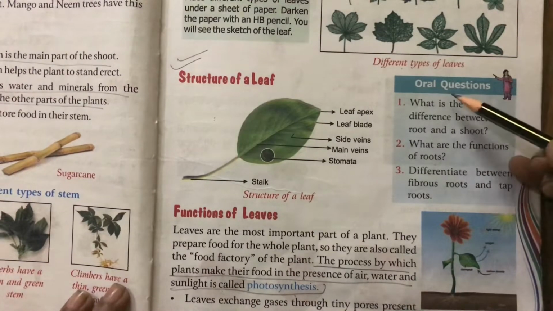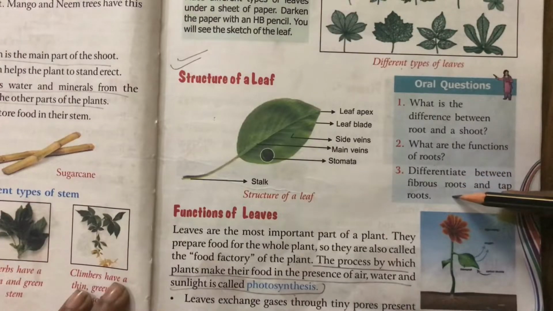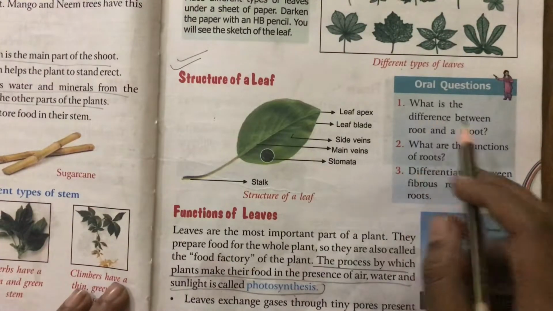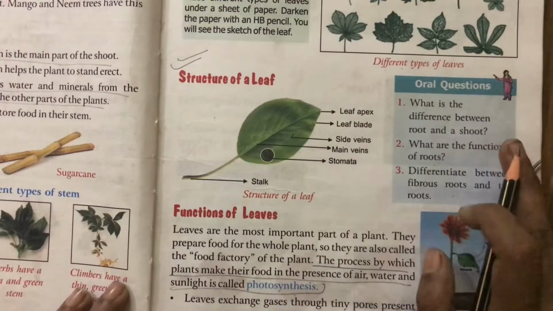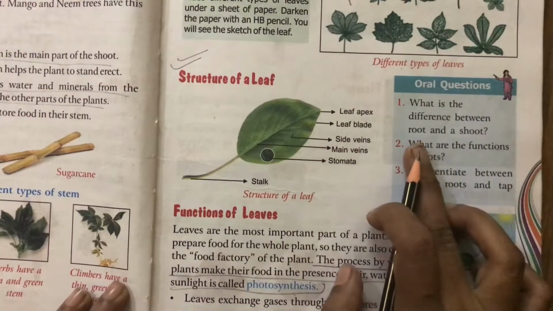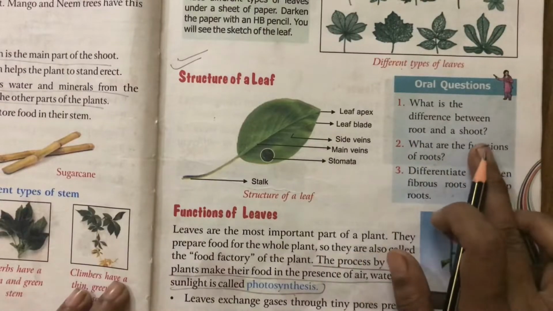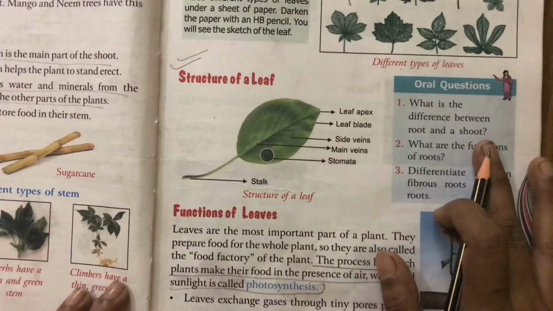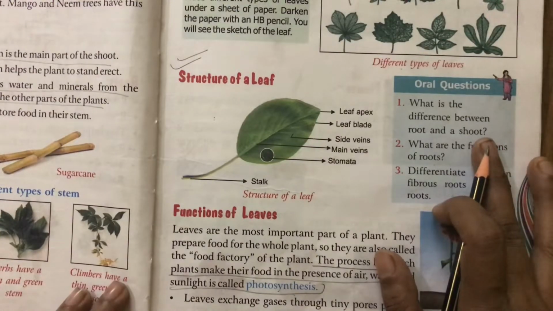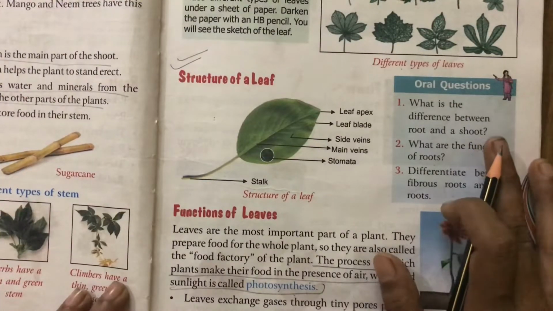Now children, you have to answer these questions in your rough copy. Okay. What is the difference between a root and the shoot? Root is a part of a plant that grows under the ground, whereas shoot is a part of a plant that grows above the ground. Okay children, shoot consists of fruits, flower, leaves and stem.